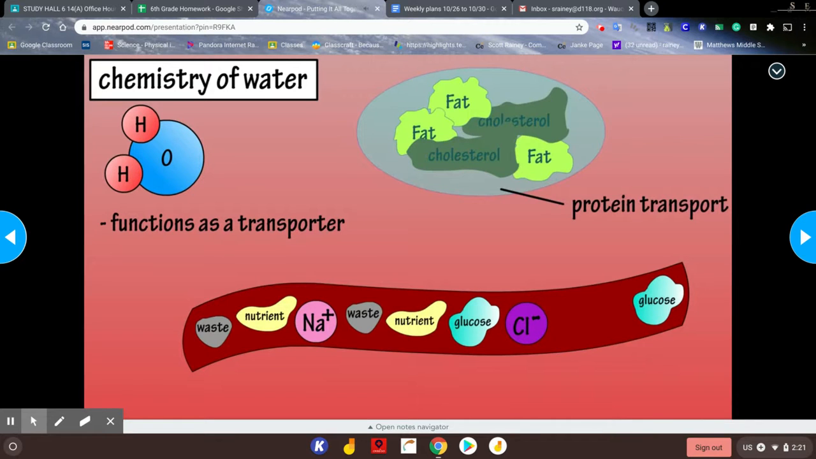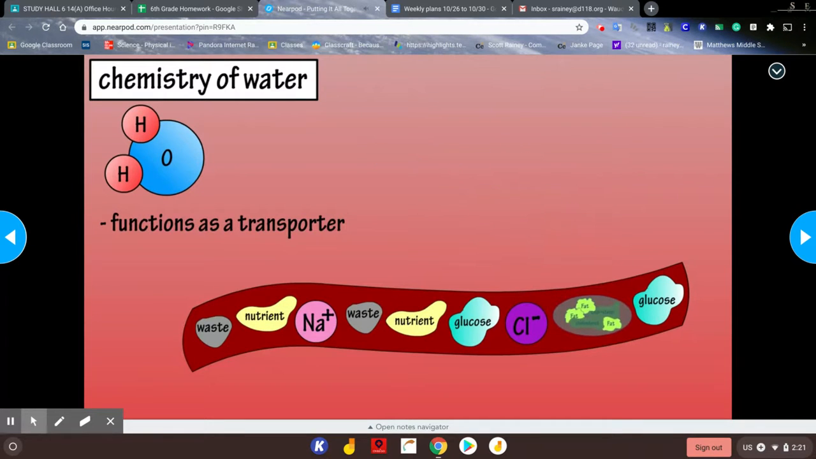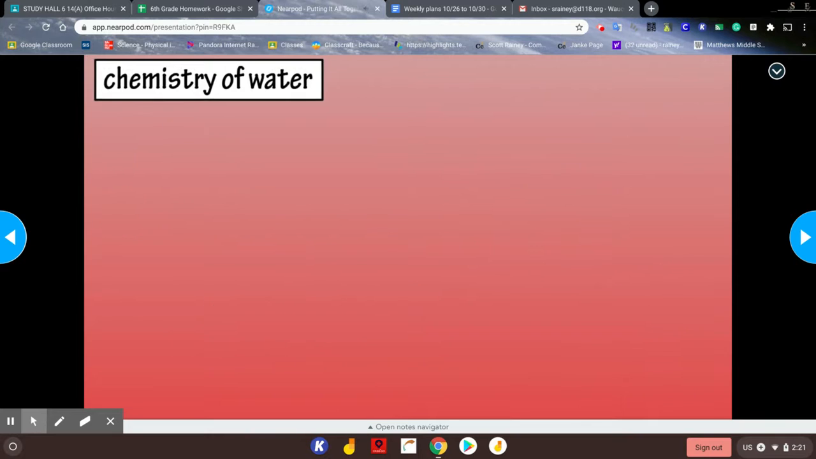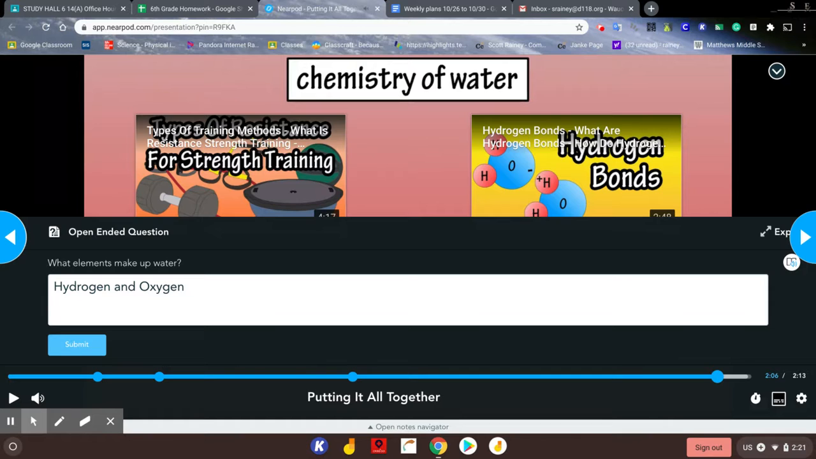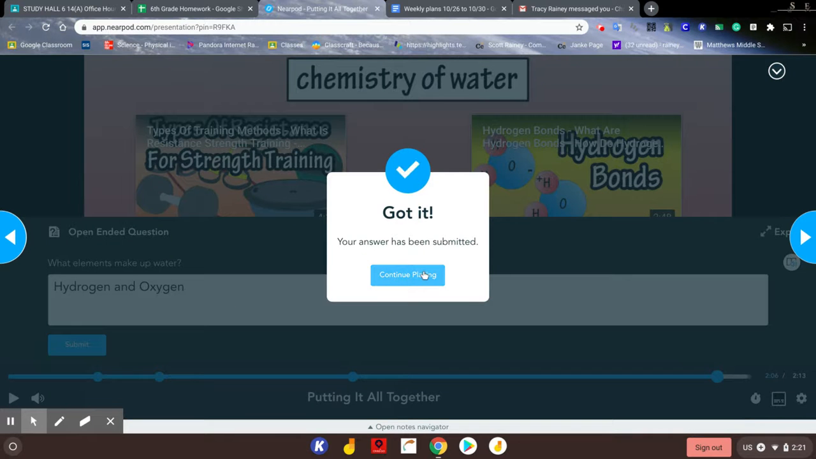Nonpolar hydrophobic substances, such as fats and cholesterol, that do not bond with water, must be enclosed within a transport protein molecule to be transported within blood. And those are the basics of the chemistry of water. So the last question, what elements make up water? Since it's H2O, we're talking about 2 atoms of hydrogen, 1 of oxygen. All right.